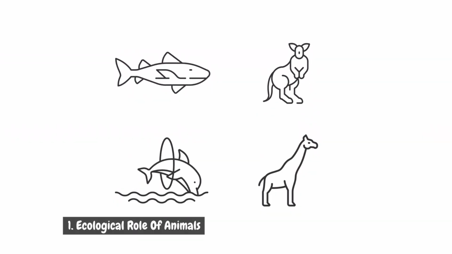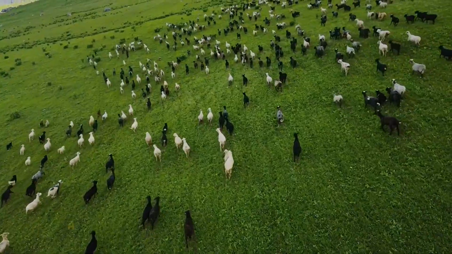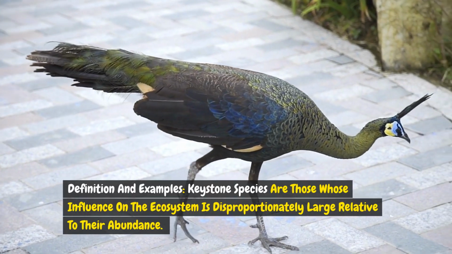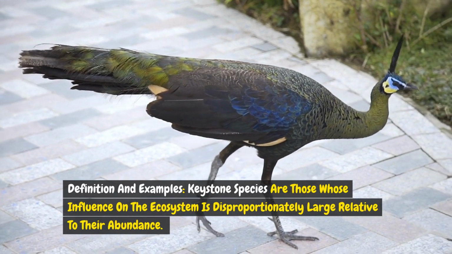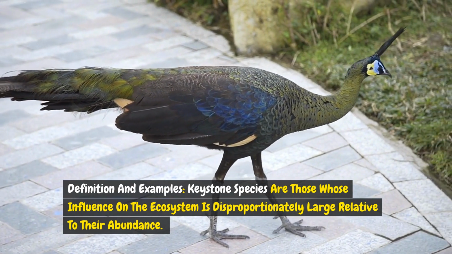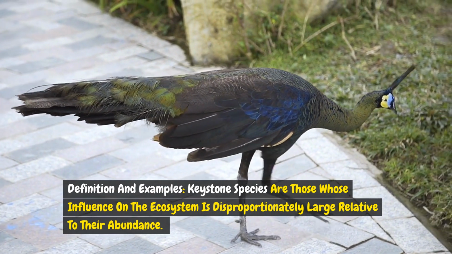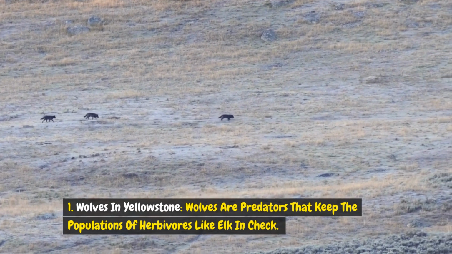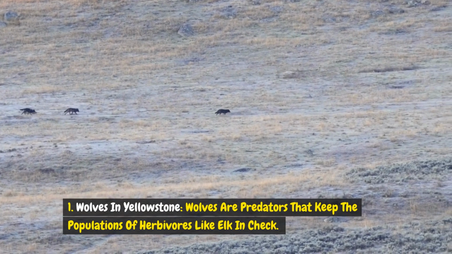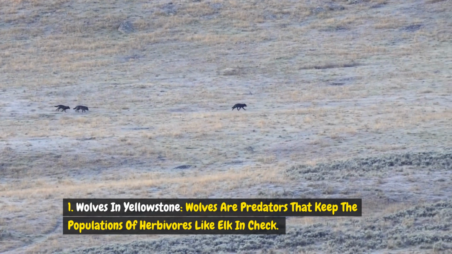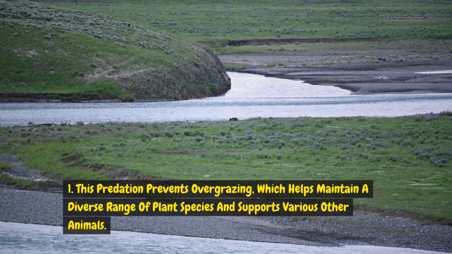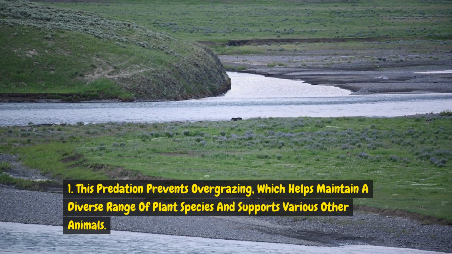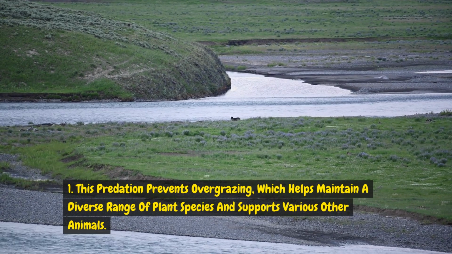1. Ecological role of animals. A. Keystone species. Definition and examples. Keystone species are those whose influence on the ecosystem is disproportionately large relative to their abundance. For instance, 1. Wolves in Yellowstone. Wolves are predators that keep the populations of herbivores like elk in check. This predation prevents overgrazing, which helps maintain a diverse range of plant species and supports various other animals.